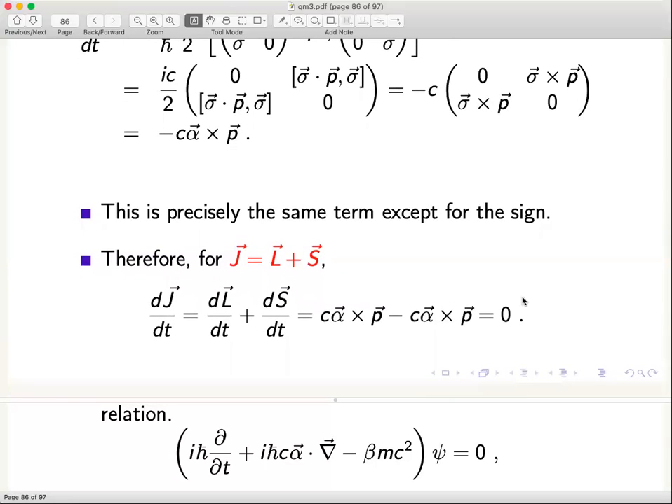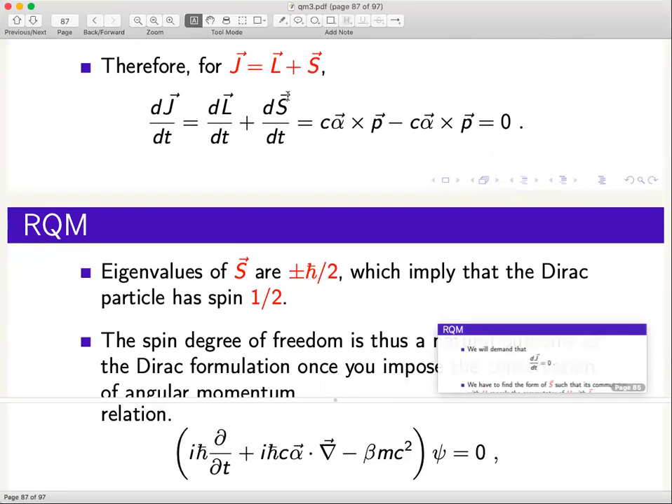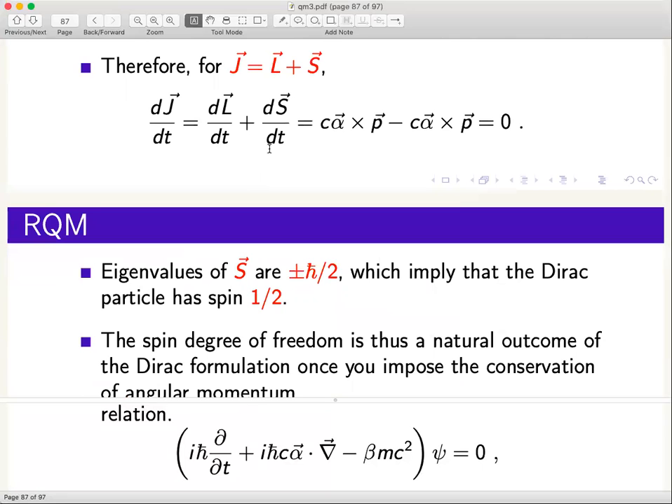Now, of course, you may have a situation in which the orbital angular momentum has 0 value. In that case, of course, the spin would be conserved because the total angular momentum is conserved. But in general, in the operator form, what you find is that only the total angular momentum is conserved.